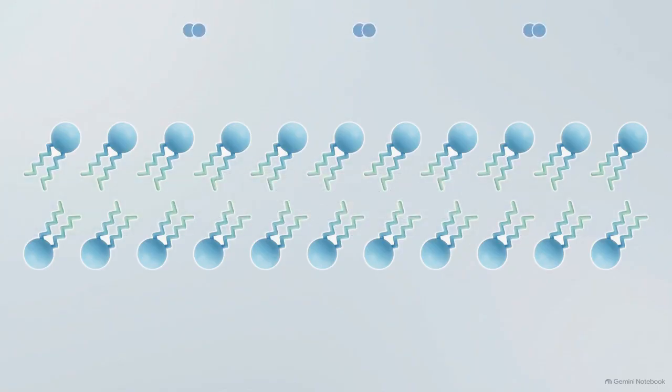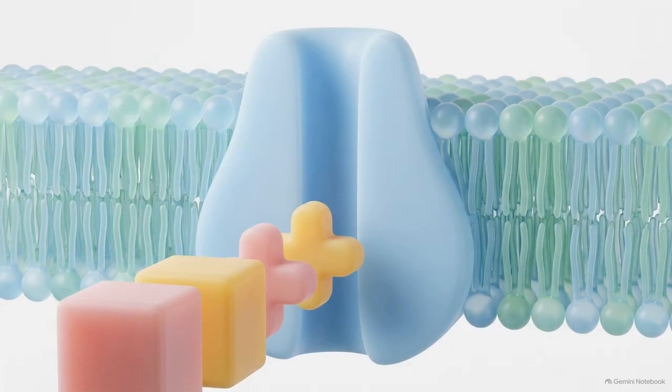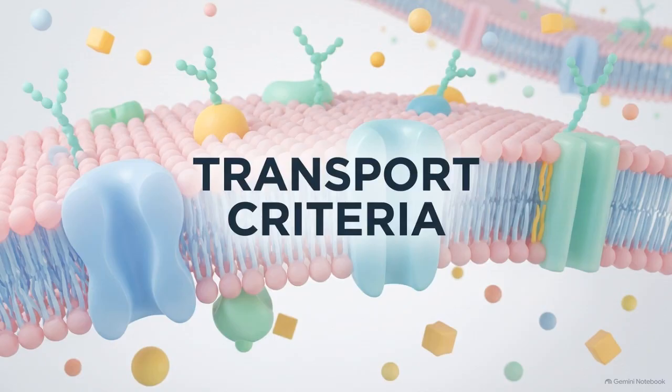Small, nonpolar molecules, like oxygen, pass through the lipid bilayer directly and effortlessly. But watch what happens to charged particles or large polar molecules. The hydrophobic tails repel them entirely. For these rejected molecules to enter or exit, they must use specialized transport proteins that act as specific doorways through the membrane. Ultimately, a molecule's physical properties, specifically its size and charge, determine exactly how it moves across the boundary.